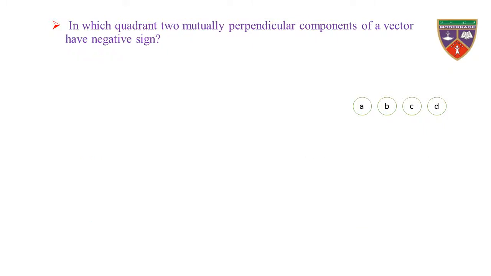In which quadrant two mutually perpendicular components of a vector have negative sign? Option A first, option B second, option C third, option D fourth. The key is third. Therefore, correct option is C.